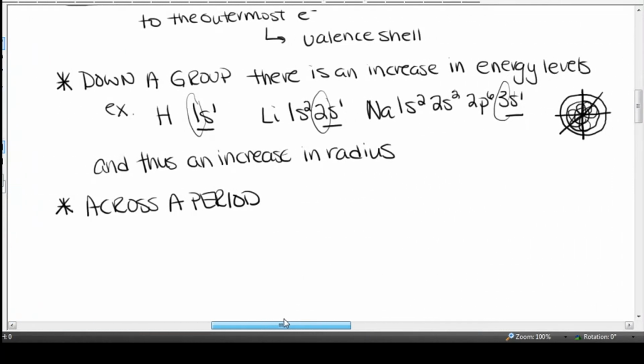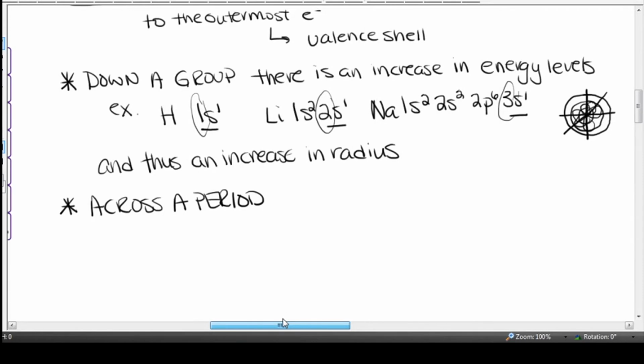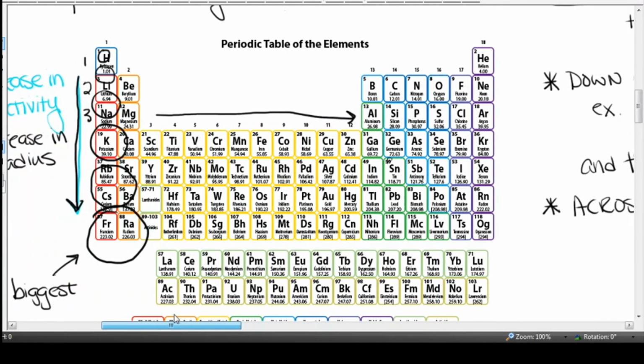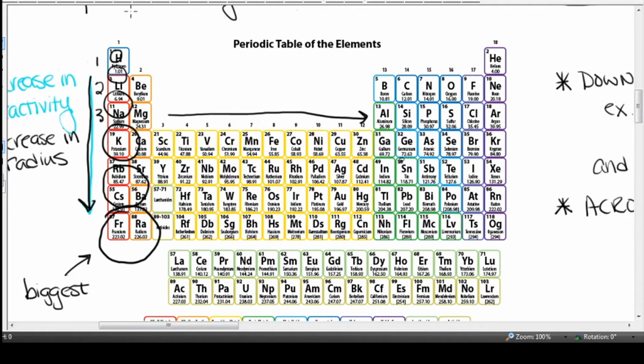Okay, we were talking about going across a period and what happens to atomic radius. Let's look from sodium to magnesium to aluminum. You guys see how all three of these elements are in the third energy level? The energy level is not changing. When we go down a group, energy level increases and the radius increases. When we go across the period, we're in the same energy level.